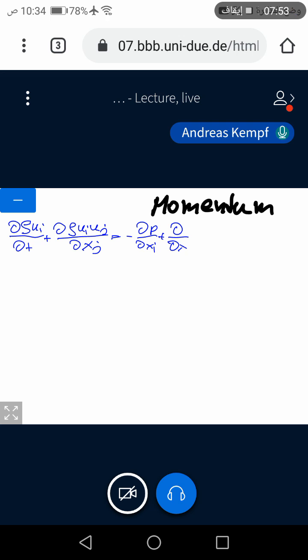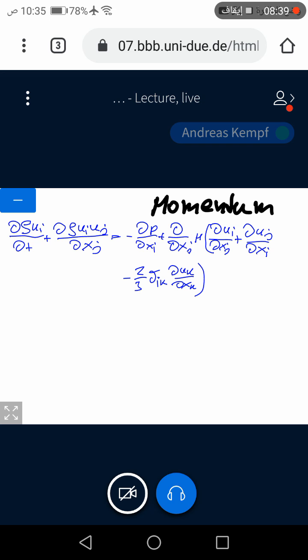plus del xj, viscosity times d ui dxj plus del uj del xi, minus two-thirds delta ij del uk del xk, plus rho gi, where rho gi is the gravitational term.